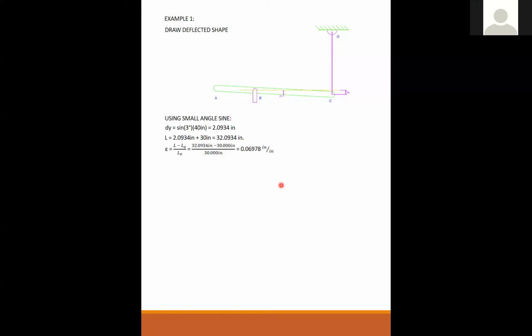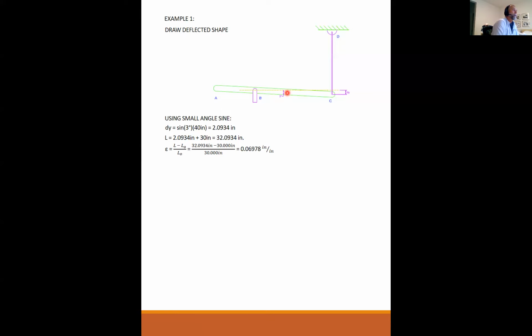So is small angle sine always going to work for these type of problems, or are there times that we're going to have to use the law of cosines? Great question. I would say it pretty much will always work as long as this angle is small. And what is small? I'm thinking 5 degrees or less.